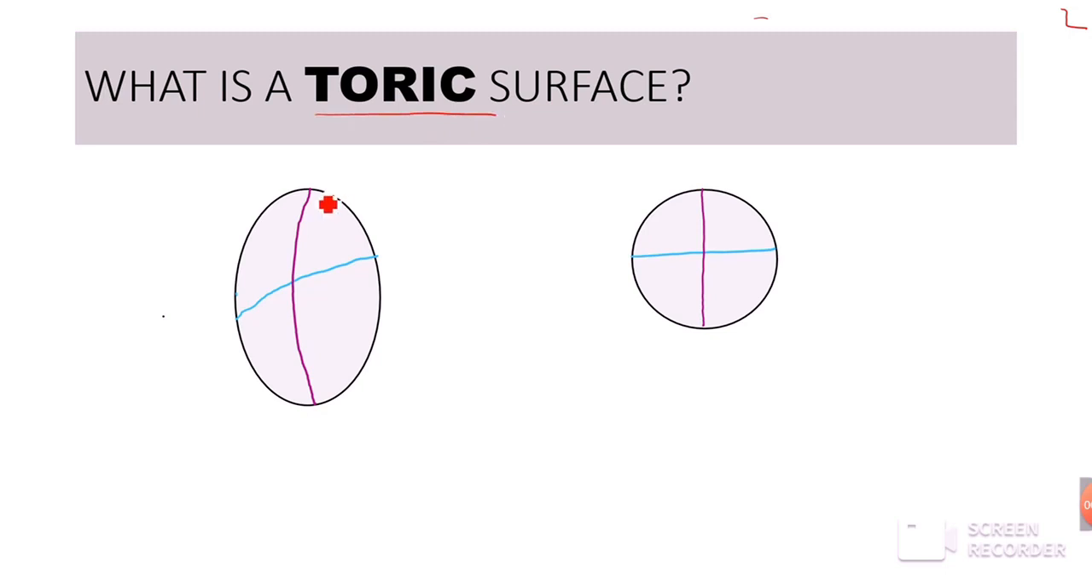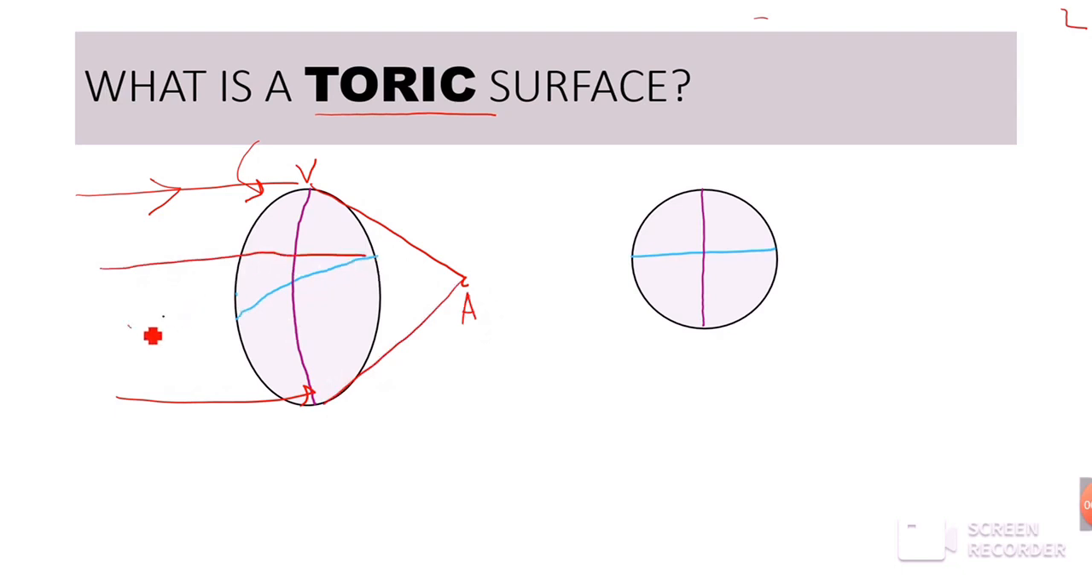In case of a toric surface as shown over here, the vertical meridian is having more power compared to the horizontal meridian. Therefore, the rays of light will converge or get to a focus sooner from the vertical meridian compared to the horizontal meridian. That means if the rays are passing like this, the vertical meridian will focus them at a point, say A. The horizontal meridian, however, is going to focus them at a point B, which is far from the point A, right? And why does this happen? Because the horizontal meridian is having less power compared to the vertical meridian.